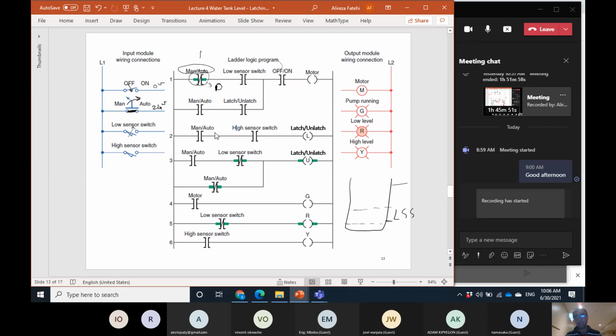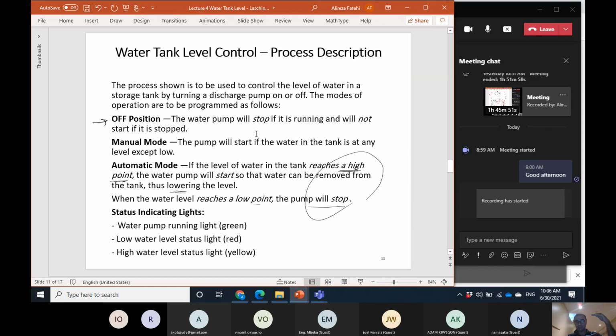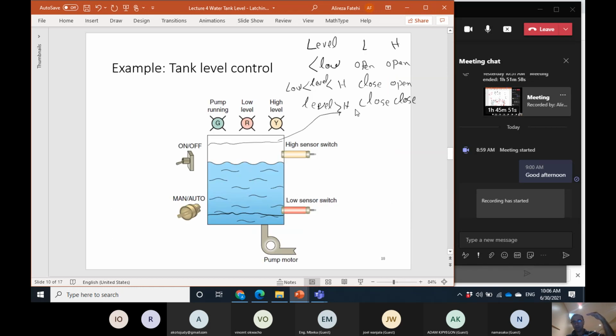It is 0. But here you see that if this is 1, there's some more logic on that. This is the main part, the starting, stopping part. So if the level reaches the high sensor, let me remind this. If the level reaches this point, the high sensor switch closes, and this is the time that we want to turn on the pump.